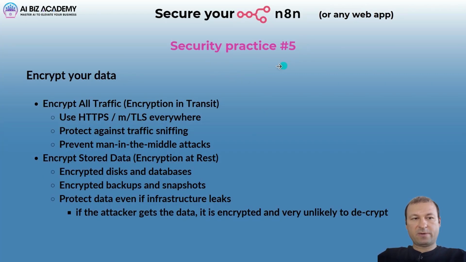Security practice number 5: encrypting your data. We can encrypt the data either while it's being transferred between servers, and we call this encryption in transit, or we can encrypt the data that is being stored either on a disk or a database, and this we call encryption at rest. As we saw previously, HTTPS and mTLS provide the encryption in transit. And of course, they protect against traffic sniffing and attacks on the traffic that is happening between two servers.